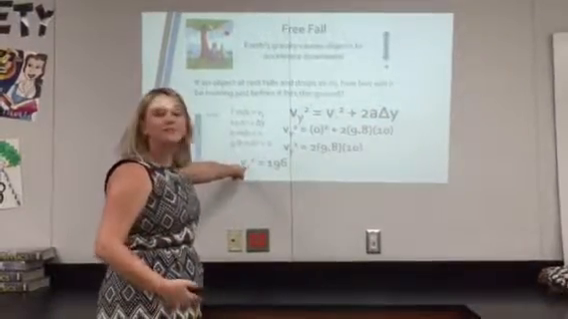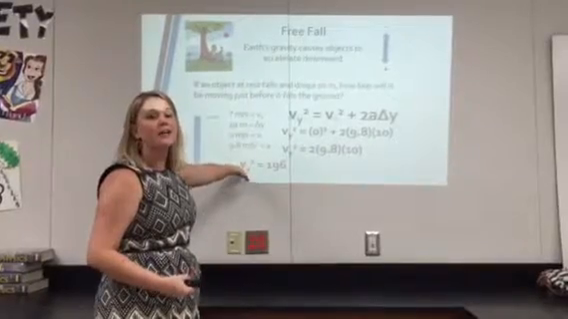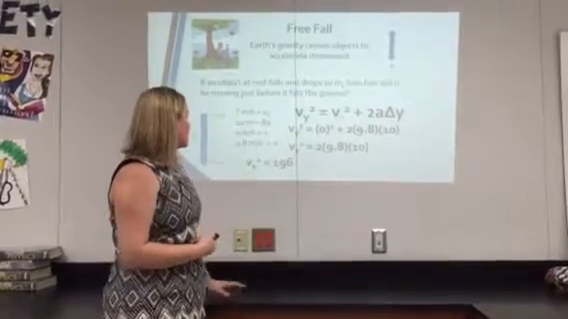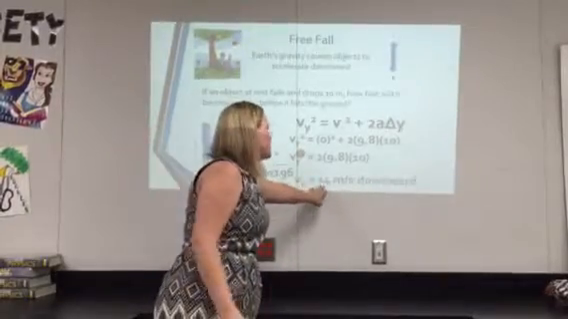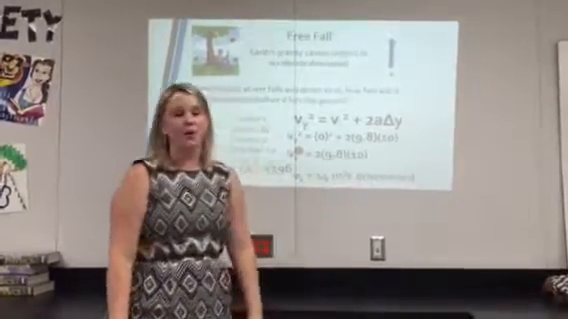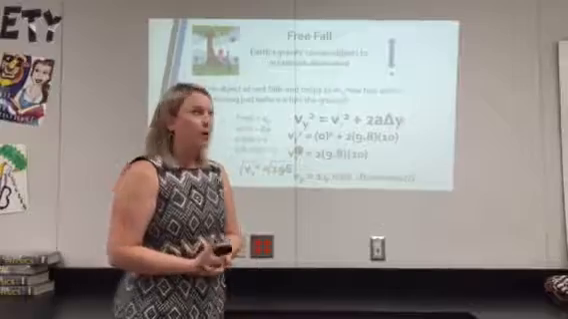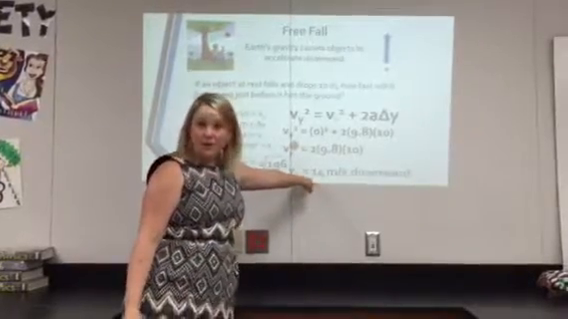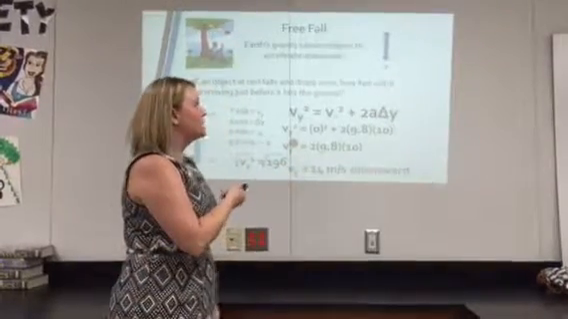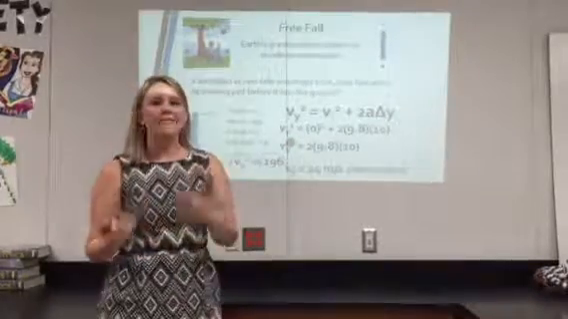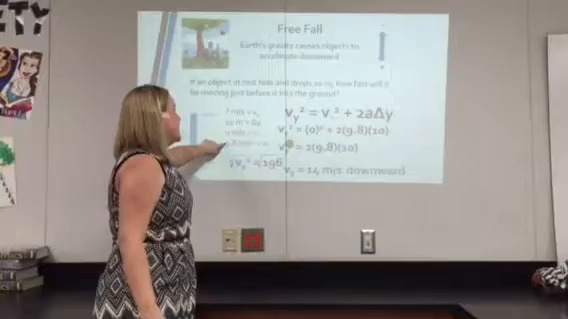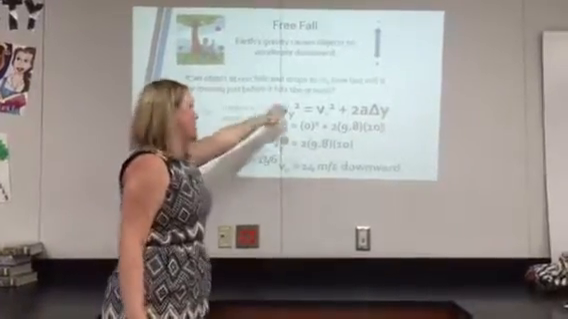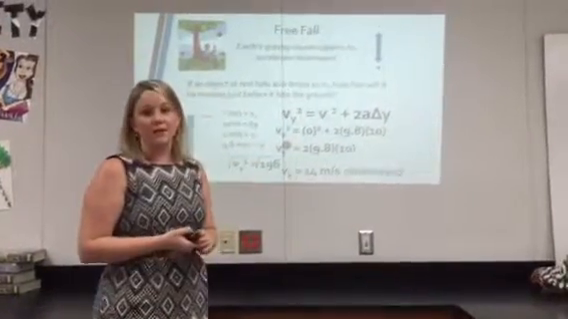Don't forget that in this formula, the vertical velocity is squared, so you have to square root it to get your actual answer. And it's going to be 14 meters per second downward. I know that it's downward because I calculated a positive number and my positive is down. If I wanted to make down negative, I would have a negative 10 and a negative 9.8 and it would work out to be the same answer.